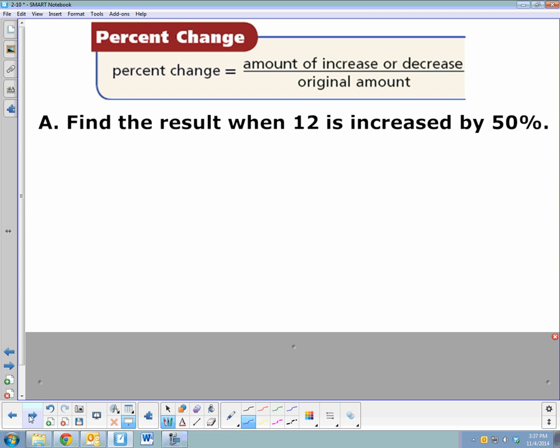Okay, same formula, but we're given different information. It says find the result. Find the result when 12 is increased by 50%. Now we know the percent change. The percent change is 50%. So 50%, I can set that up 50 out of 100, because a percent is out of 100.